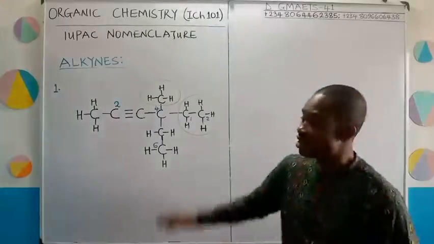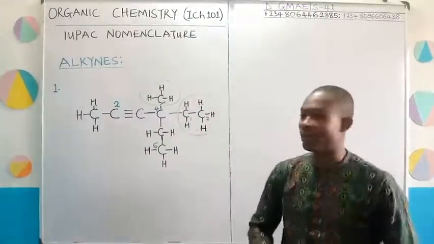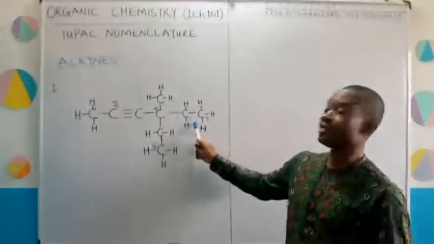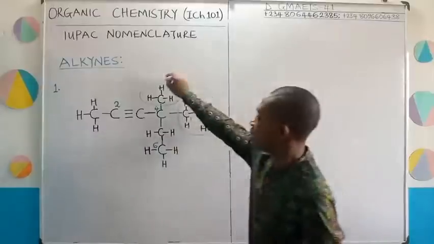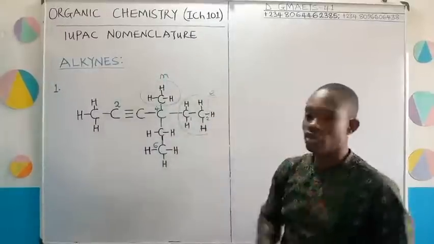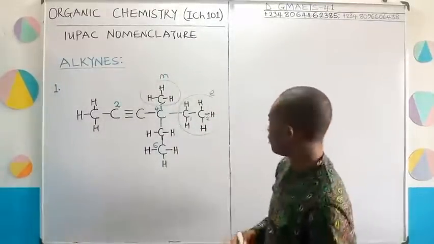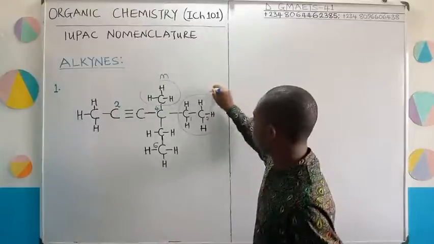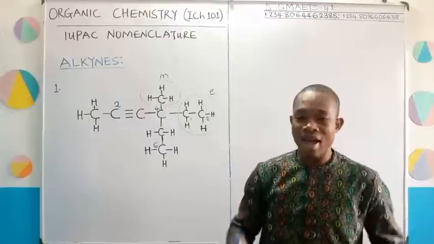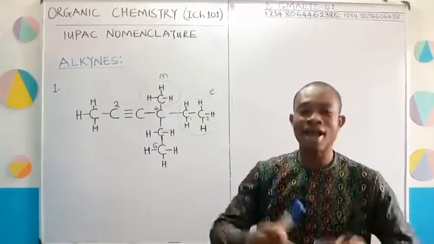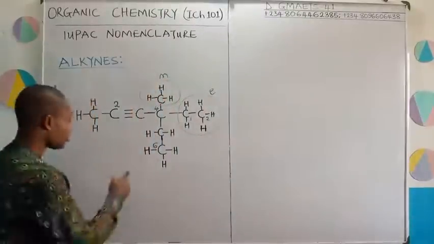So having said this, the name of this structure is simply 4-ethyl. Remember, this is methyl, it starts with M. This is ethyl, it starts with E. And of course, you know in alphabetical order, E comes before M. And so this is going to be 4-ethyl-4-methylhex-2-ine. That's the name of the structure.